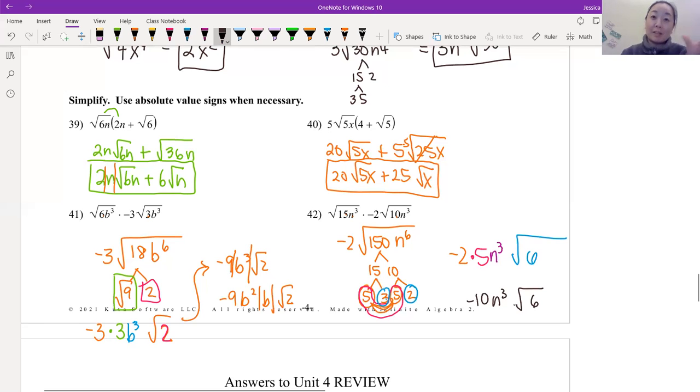And if we want to go with what the answer was saying, then we could write it n squared. So -10 times n squared, absolute value of n, square root 6. Or you could just go like this and be done with it. Either way is okay.